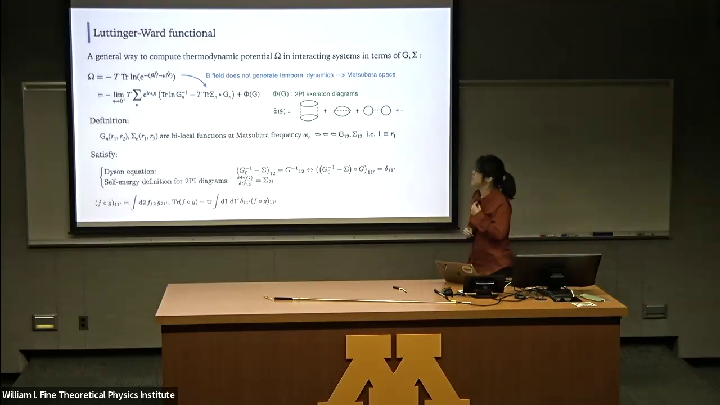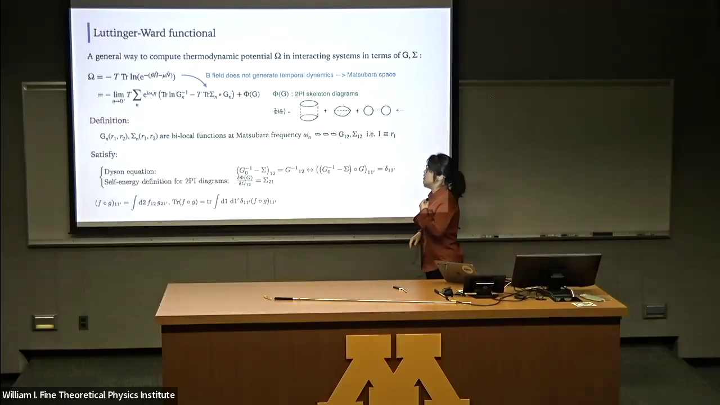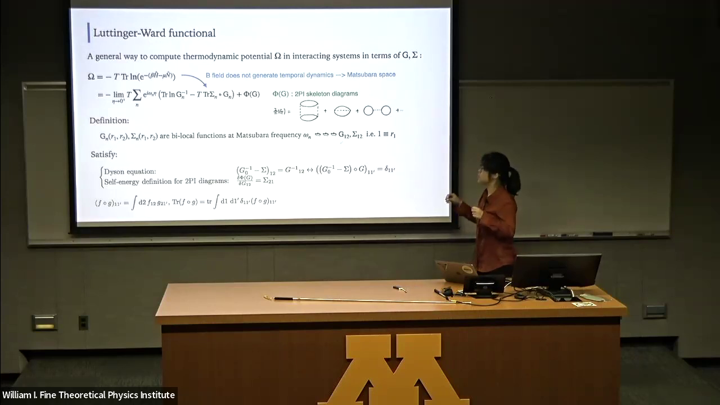And here we will consider the magnetic field effect. It's easy to understand that the magnetic field, different from the electric field, doesn't generate any temporal dynamics. As a result, we don't have to worry about the time or temperature degrees of freedom, and we can easily work in the Matsubara space. I will just assume for the rest of the talk that we are in the Matsubara space. What is important is that those Green's functions and self-energies are bilocal functions in real space.